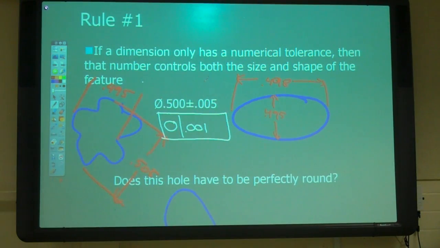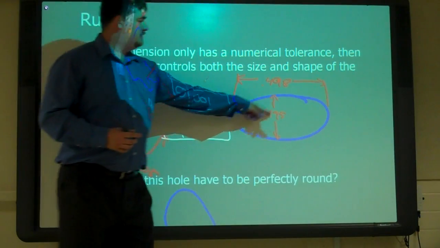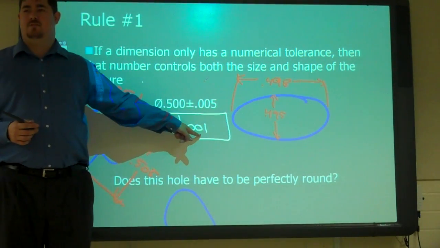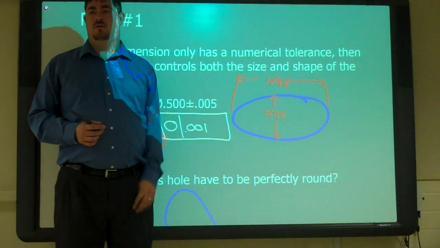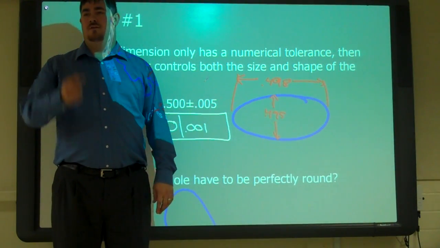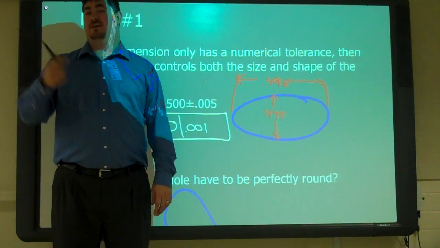Bad part. Bad part, right? Because these two numbers are more than 1/1000ths apart. So do I scrap this part? Yeah. I say yeah, no. I can fix it, right?